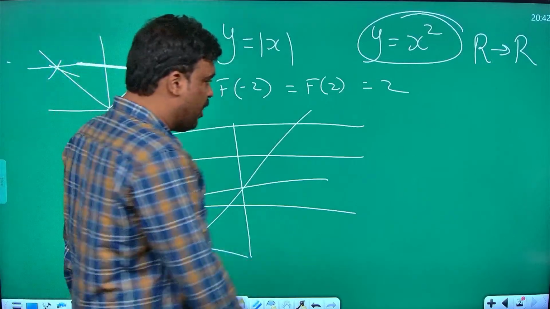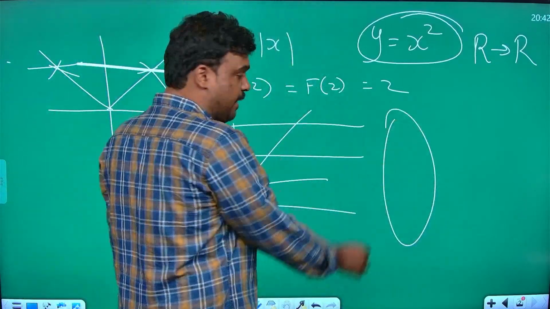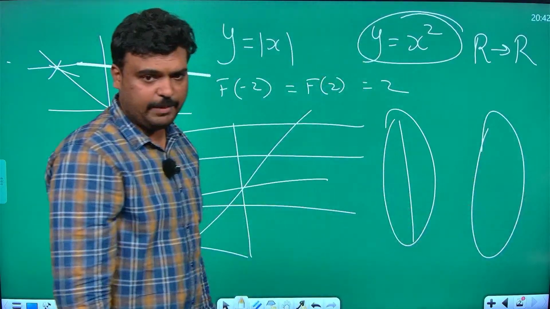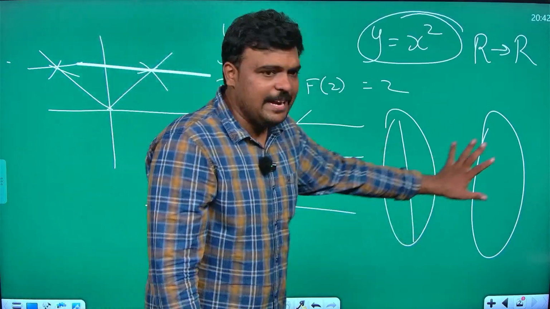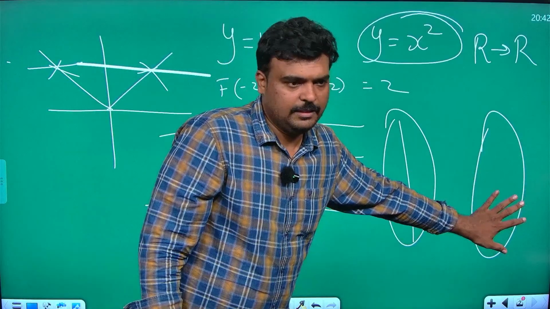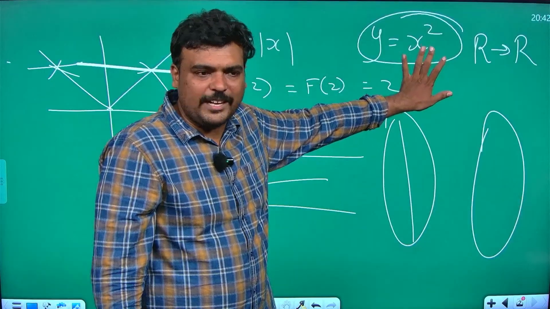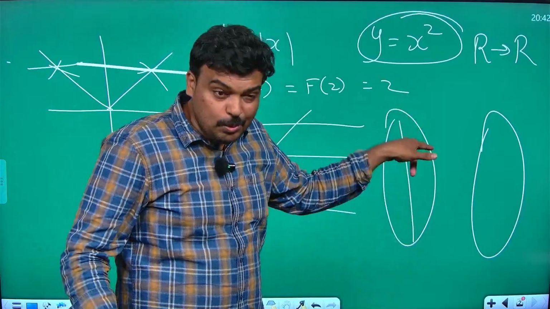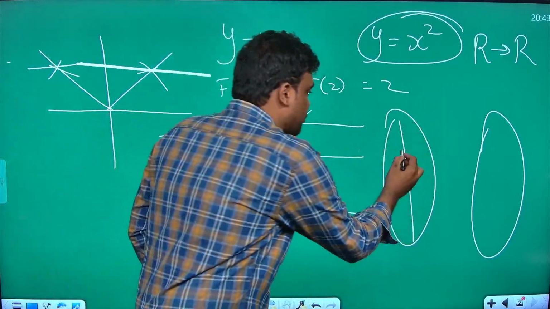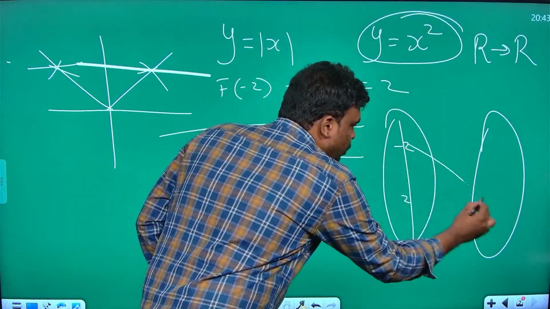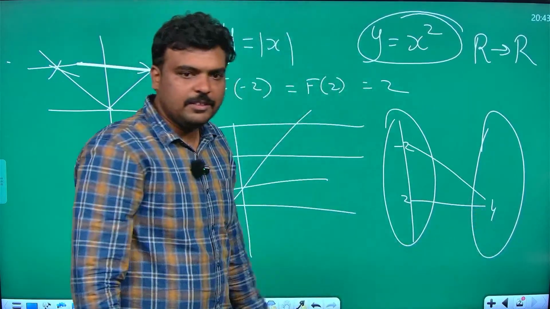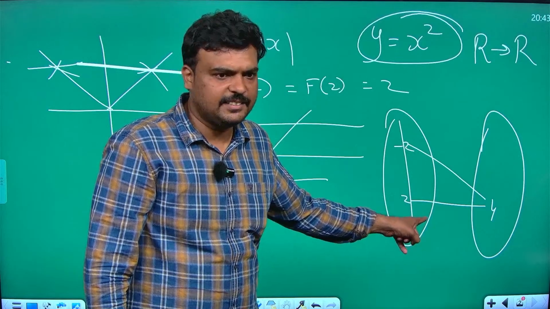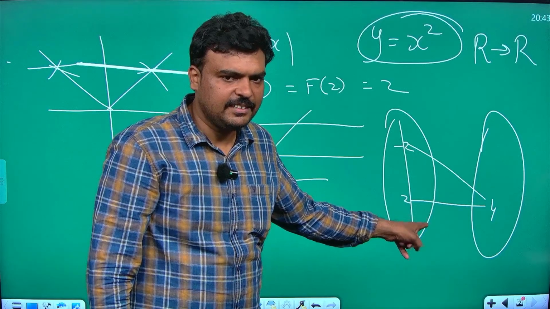What that means is, in my arrow diagram, I will have all the real numbers on this side, and all the real numbers on that side, and this is x square. Guys, what is f of minus 2? 4. What is f of 2? 4. So what happens? Here minus 2, here 2, both go to 4. So it is not one-to-one. Guys, are you getting this? Okay, guys.